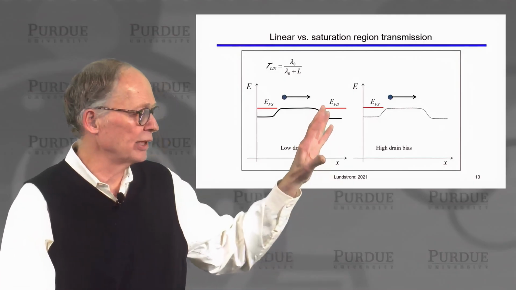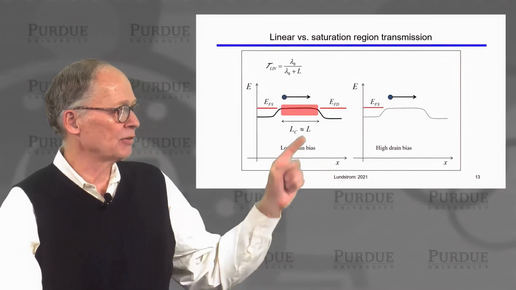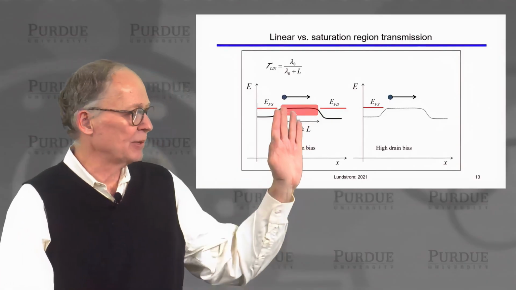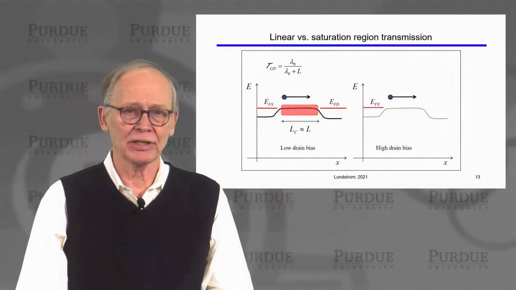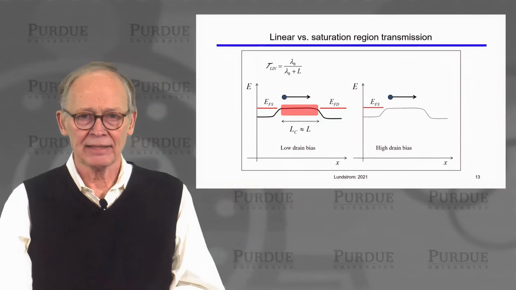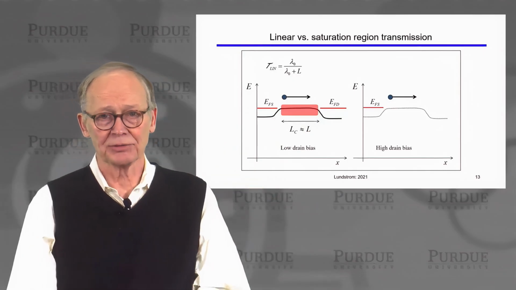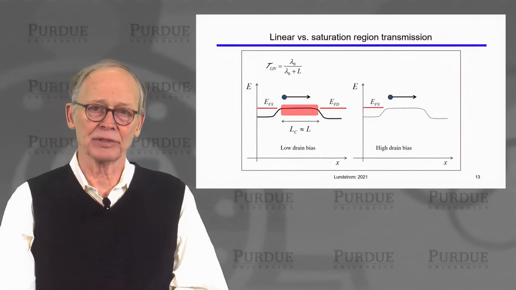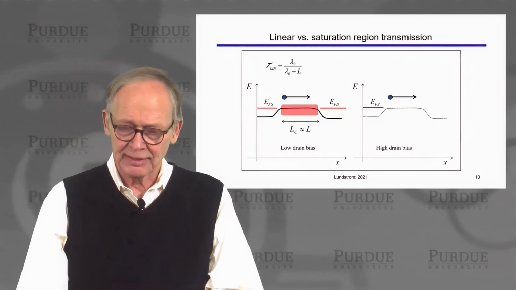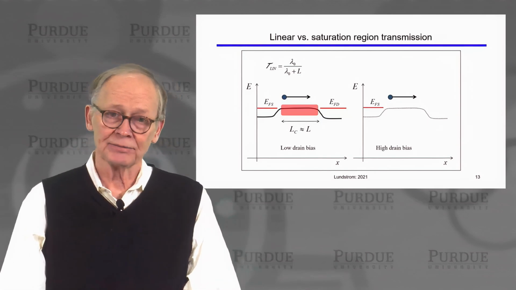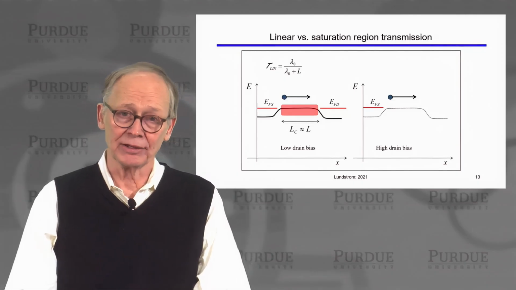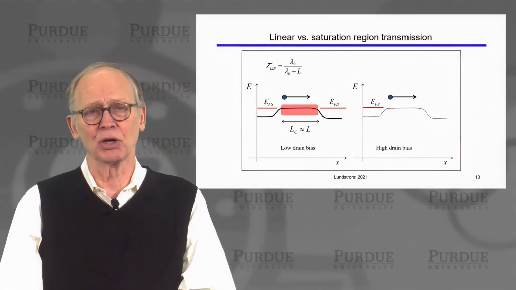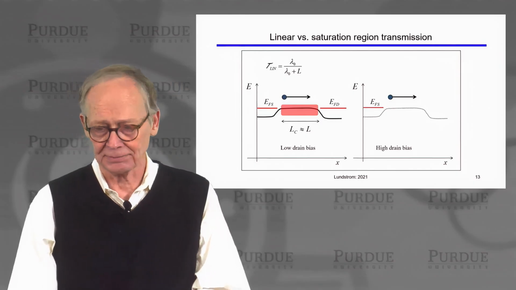So under low drain to source bias, if an electron is injected into the channel from the source, if it backscatters anywhere along its path to the drain, it has a chance of returning to the source. So the entire length of the channel is important in determining the transmission. Now, under high drain bias, we're going to give electrons much more energy. They'll scatter more. We might expect the transmission to be lower, but in fact, it's higher.